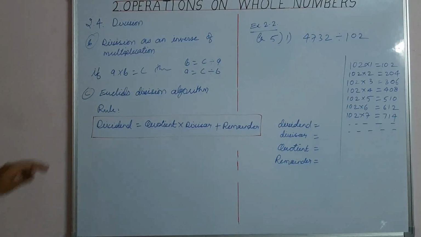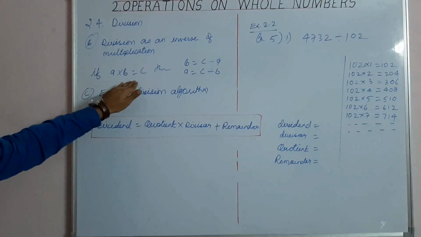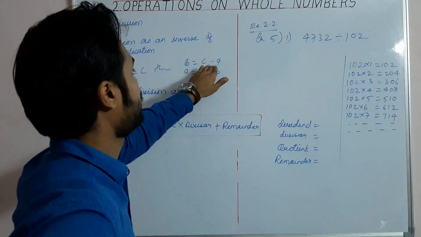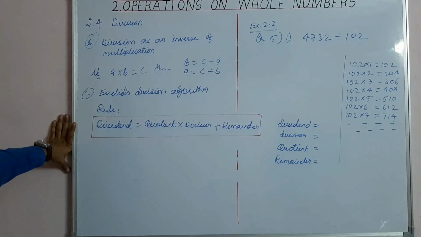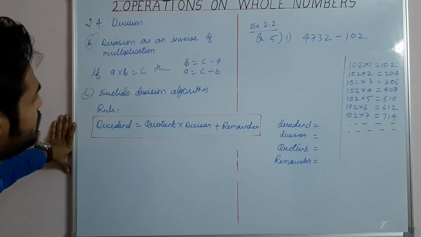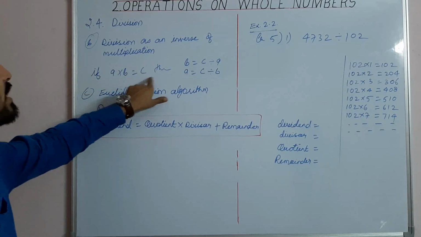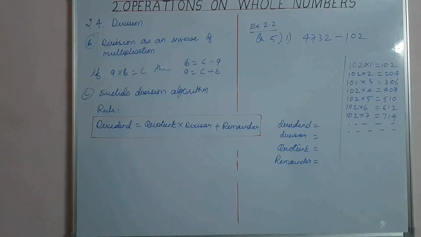Now next is division as an inverse of multiplication. If A cross B is equal to C, then B is C divides A, or we can write B in terms of C and A. Also A is equal to C divided by B. Next we have Euclid's division algorithm.